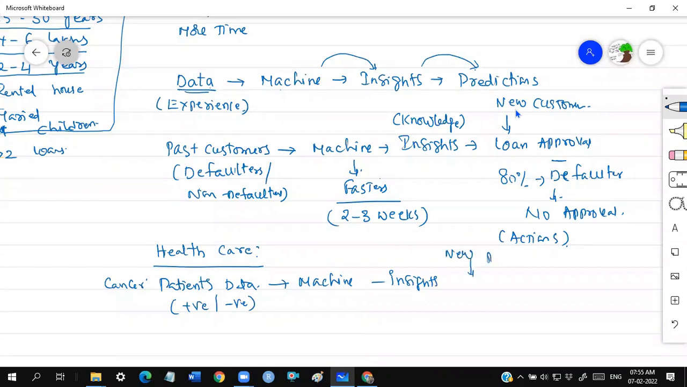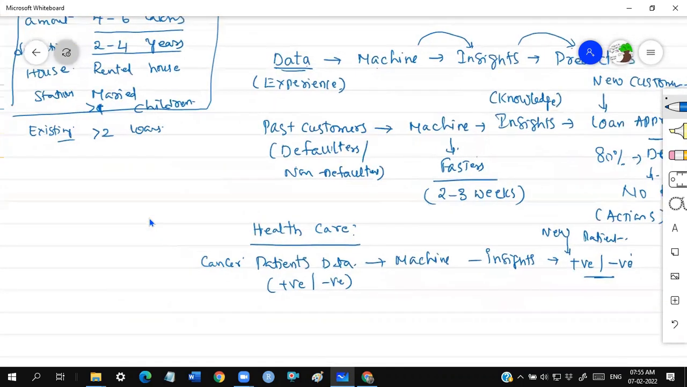Whenever a new patient comes, just give the data to the machine. The machine is going to immediately identify whether it is a positive or a negative case, isn't it? So like this, there are a lot of areas, guys. Sir, where can I use data science? Where can I use machine learning? Simple answer, guys: anywhere we have data. Data science is also called data-driven science, because everything is driven by the data only.